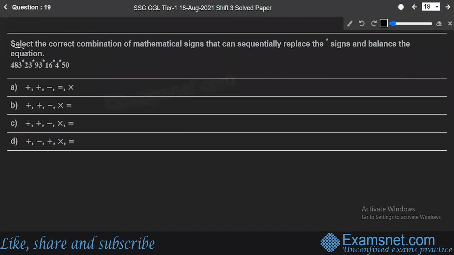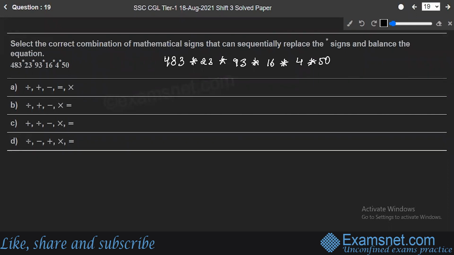Question number 19. Select the correct combination of mathematical signs that can sequentially replace the asterisk sign and balance the equation. So this is the given equation. You have to see which of these operators should be filled in the asterisk sign to find a balanced equation. Let's write down the given expression. It's 483 * 23 * 93 * 16 = 4 * 50.